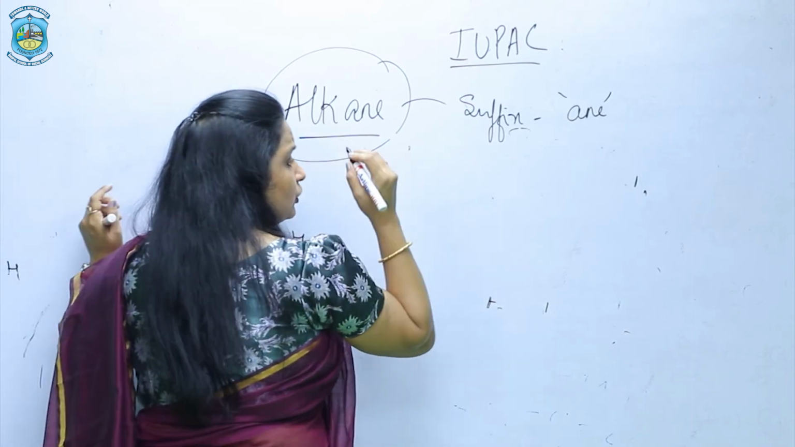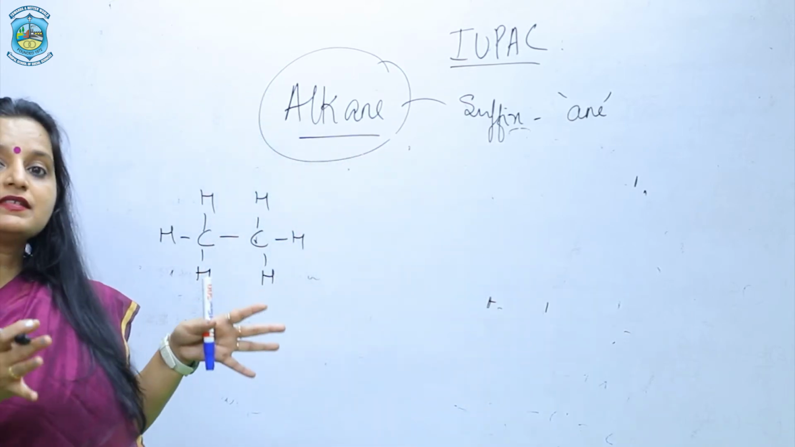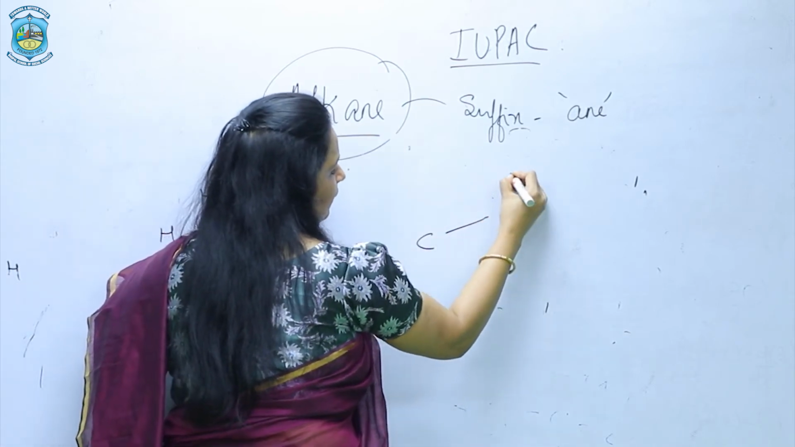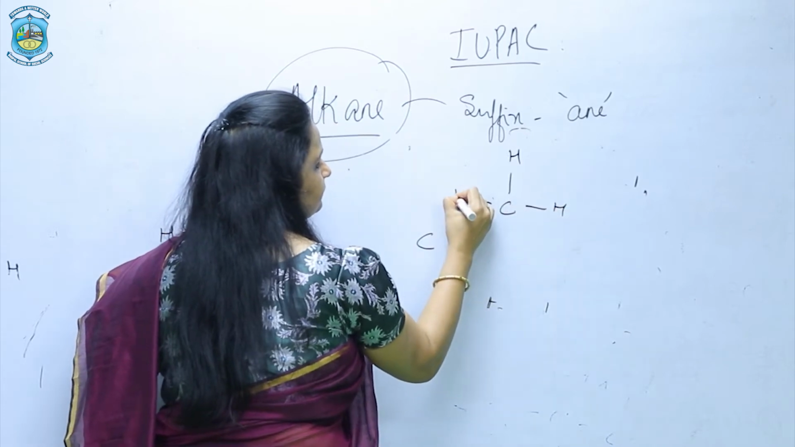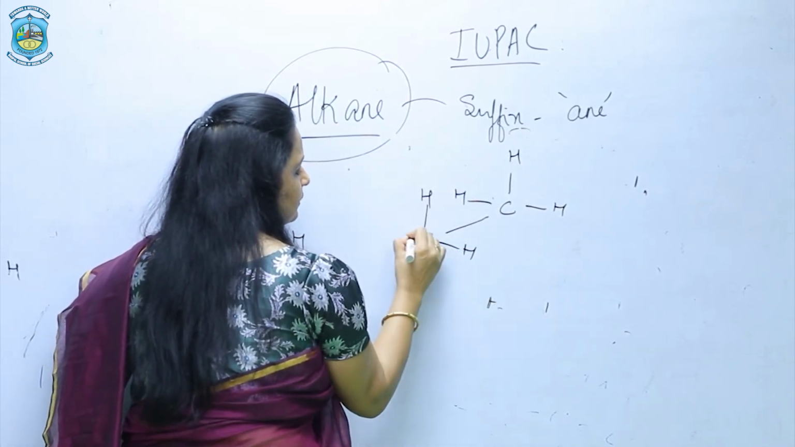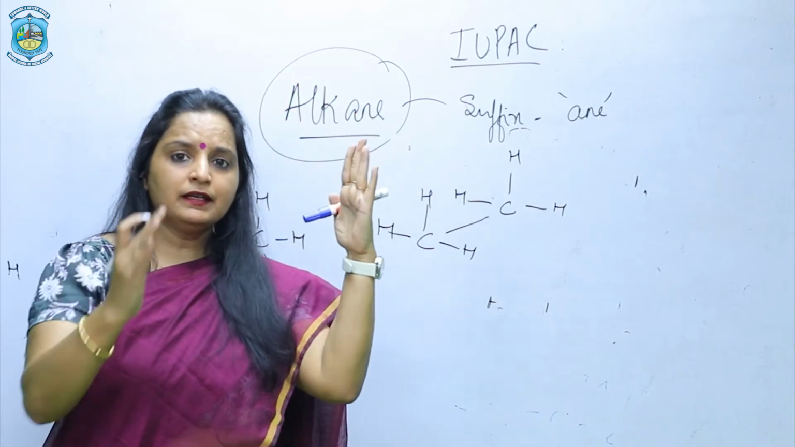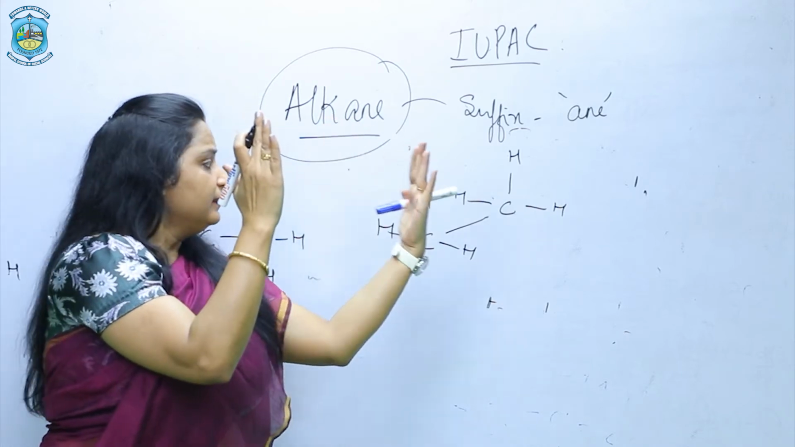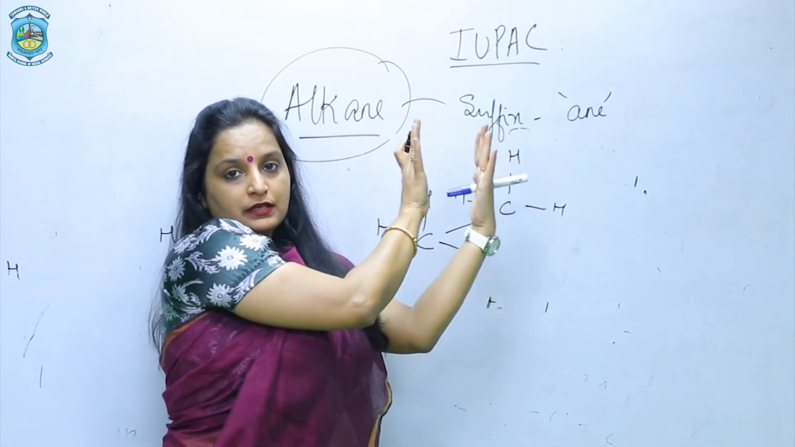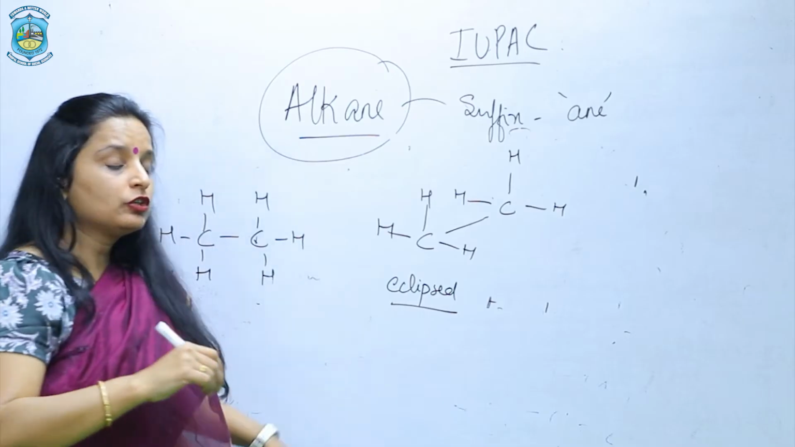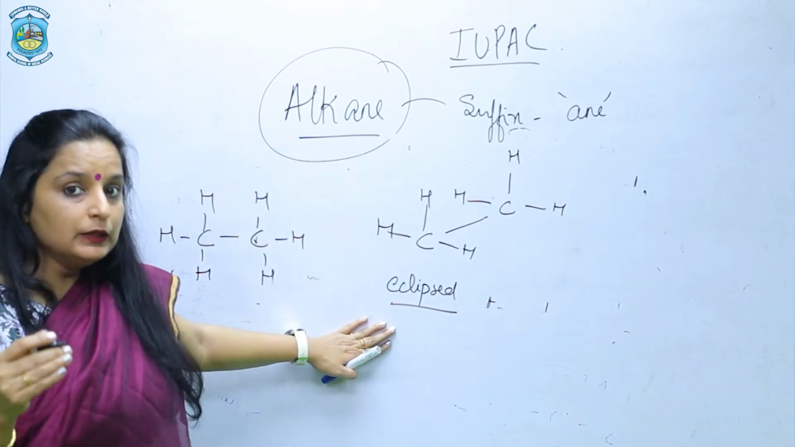Now, there are two conventions through which we can represent conformational isomers. First one, like this: I have a carbon, we have 3 bonds, and what are we observing? Consider this hand as the back carbon and this hand as the front carbon, and at this point they are just eclipsing each other. That means the C-H bonds of the back carbon are eclipsed on the C-H bonds of the front carbon. So, this state is called the eclipsed conformation or eclipsed state of the ethane molecule.